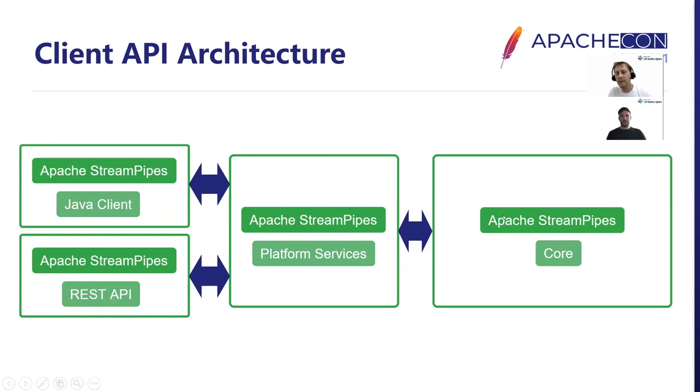see the Apache StreamPipes core, which is the core of StreamPipes. And now there's a new module called Platform Services, which exposes some functionality of StreamPipes to other applications. And currently we have two clients. The first one is the REST API client, so you can use this REST API to get information on pipelines and streams and so on over this endpoint. And there's also a Java client, which I will show you in a second.